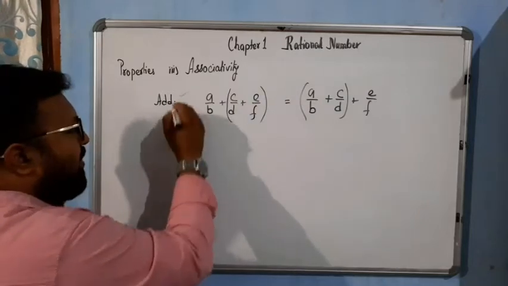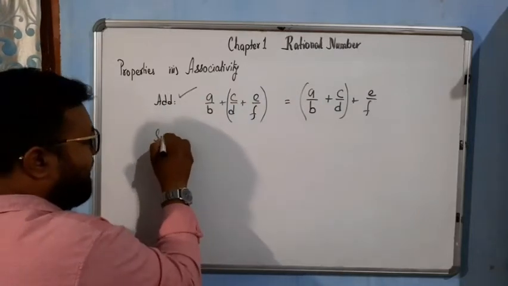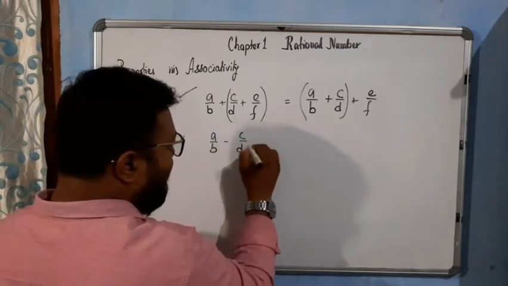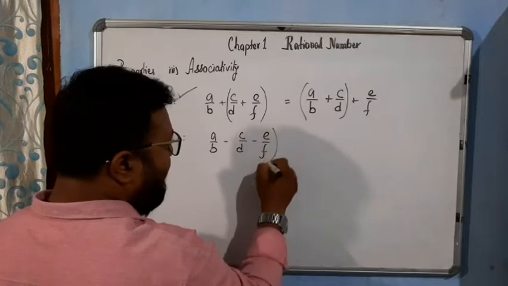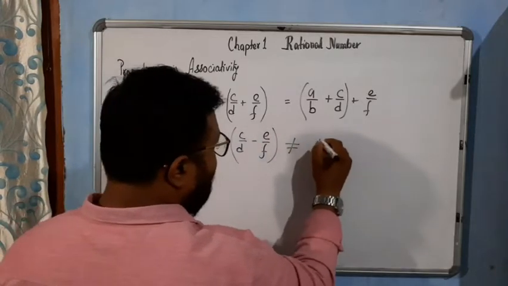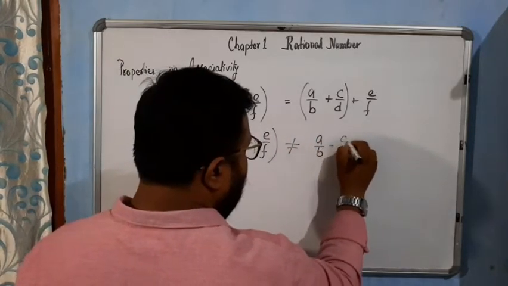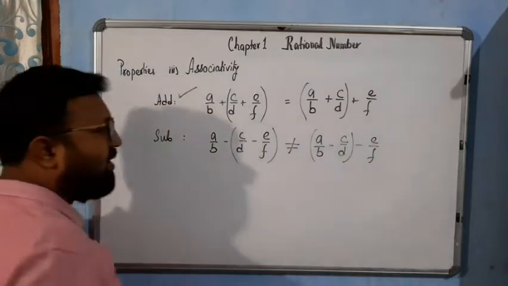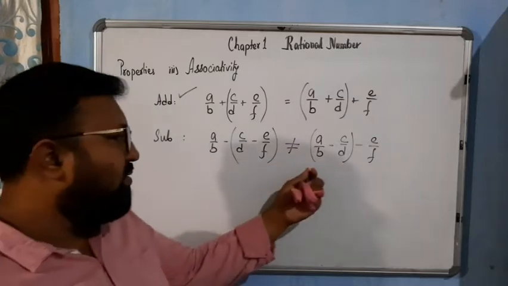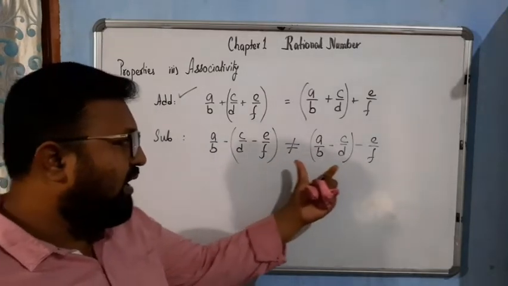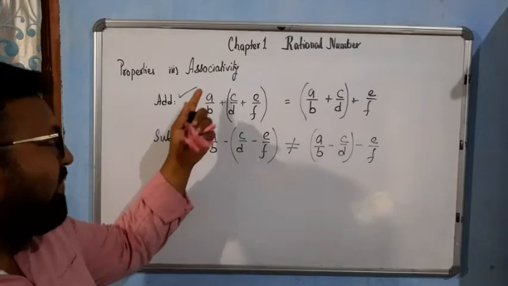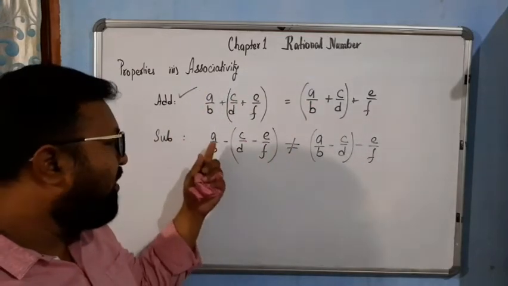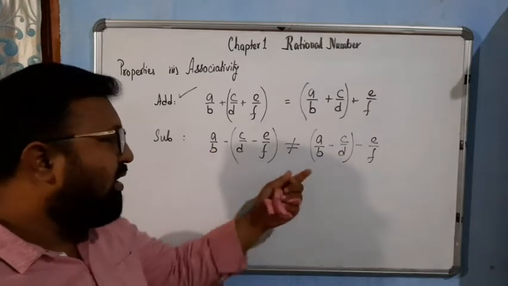But in case of subtraction, suppose (a/b − c/d) − e/f is not equal to a/b − (c/d − e/f). In subtraction, the left hand side is not equal to the right hand side. This means in associativity, rational numbers are not closed under subtraction. If you try, you can put in some examples over here and find it by yourself.